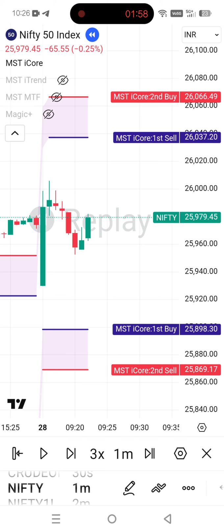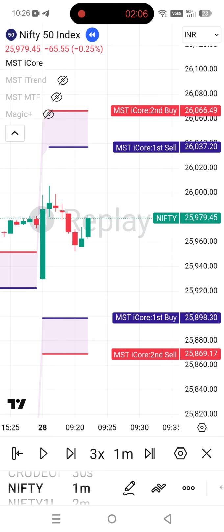What is the sell zone? 26,037 and 26,066. That is the stop loss. The red line will be the stop loss for the sell entry. Similarly, for the bottom zone, the first blue line will be the entry and the second red line will be the stop loss. If SL is hit, the red line will become the entry line and the blue line will become the stop loss. Okay, make it clear.